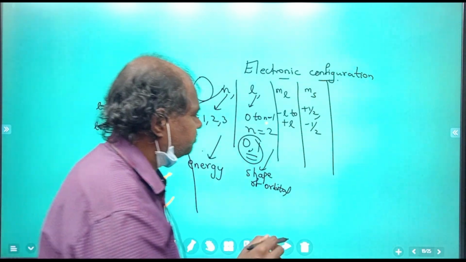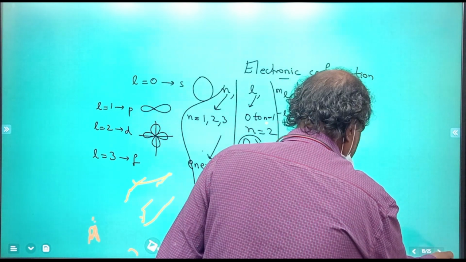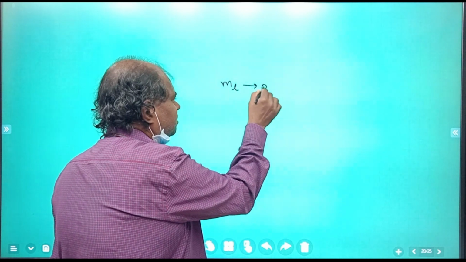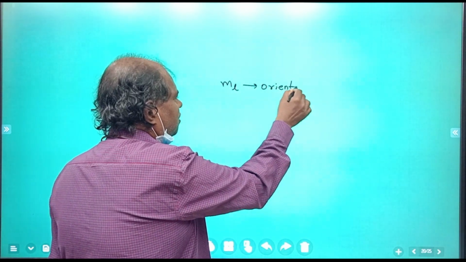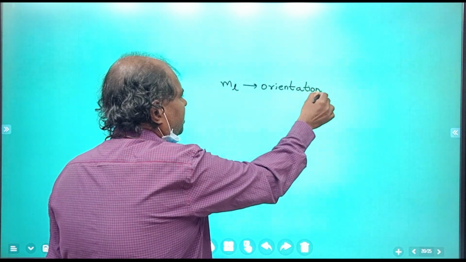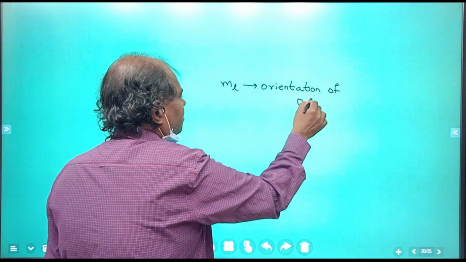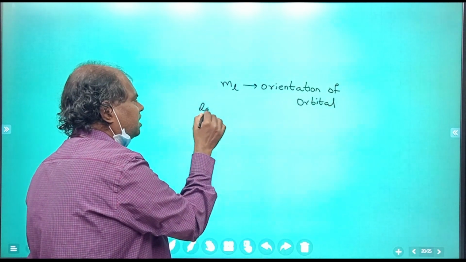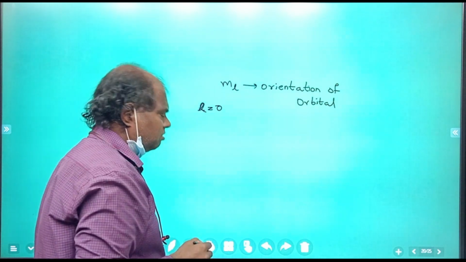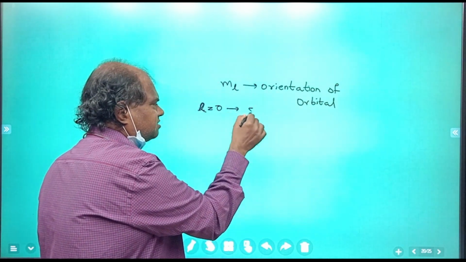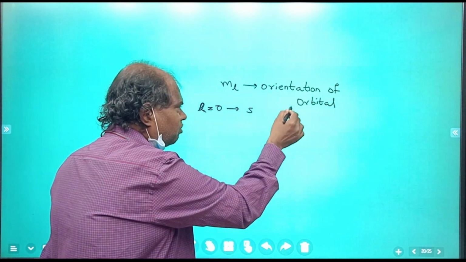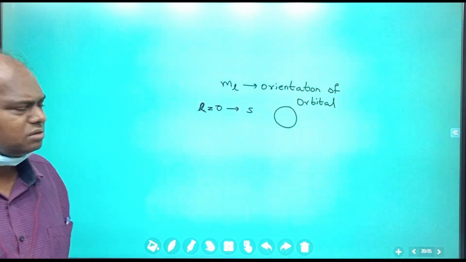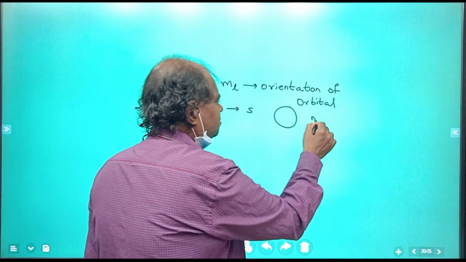Fine. What does ml give you? I'll use the next slide here. ml gives you the orientation of the orbital, right? Now, for example, let's take an example. Suppose I take l is equal to 0. Which orbital is it? s. s will have only one orientation. You see, it will be a sphere. There's no other orientation possible. Only one will be there, right? So the ml value will be what? 0.